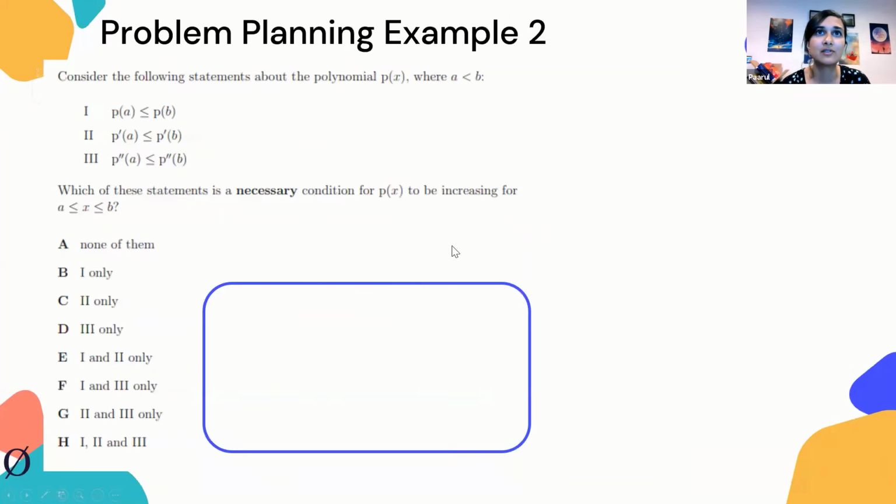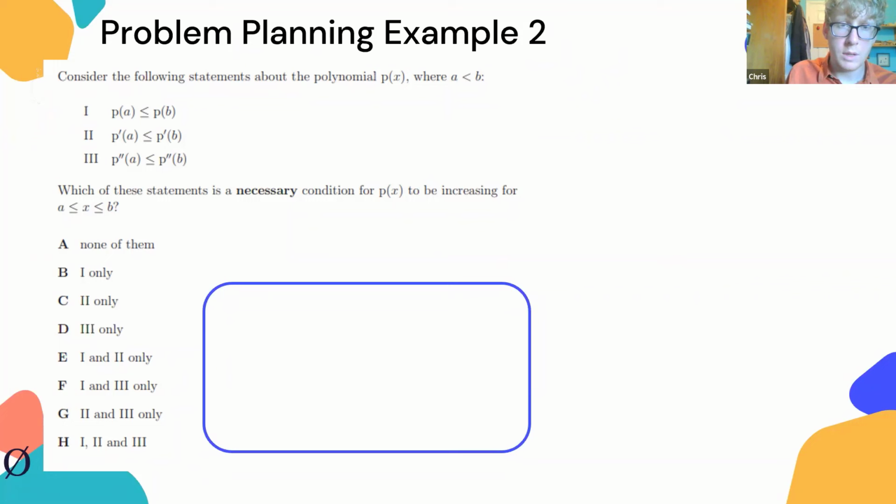So let's have a look at this question then. This is the question we looked at before, and it is about finding which of these three statements is necessary, and whether it's necessary for P of X to be increasing on the range X between A and B. So we want to do some planning here. What are the things we might think about? Firstly, we have to read the question carefully and see what keywords there are, see what it's really asking.